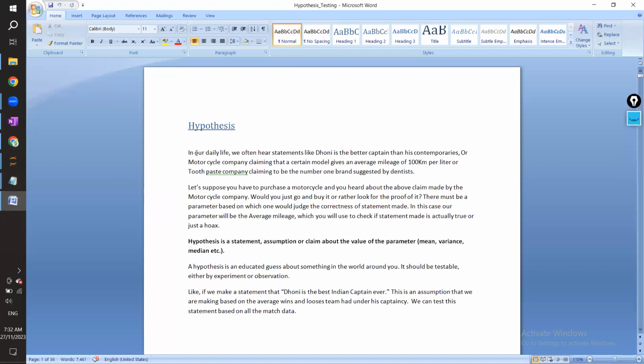Okay. So now, in our day-to-day life, we often hear statements like Dhoni is a better captain than his contemporaries, or a motorcycle company claiming that a certain model gives an average mileage of 100 per liter, or a toothpaste company claiming to be the number one brand suggested by dentists. Okay, so let's suppose.